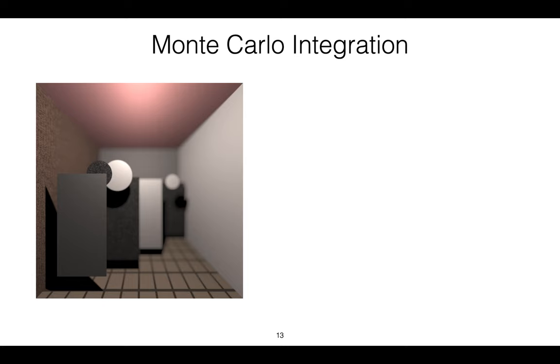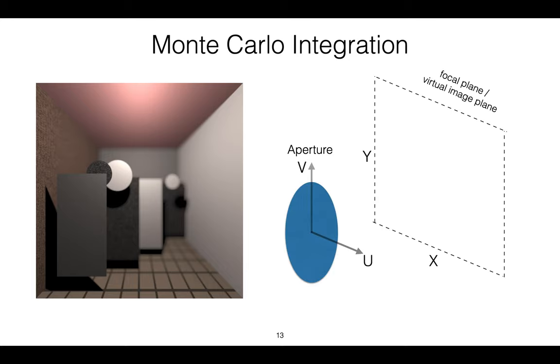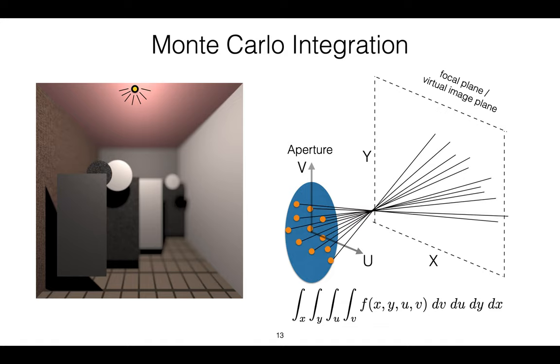Now, for our application here, we simplify the setup. We assume that we have a 2D lens and a 2D image plane. And we assume a point light source to illuminate this scene, which has a defocus blur, which is increasing as you go away from the screen. And here, the underlying integral is only four-dimensional, which depends on the XY image plane and the UV lens aperture. By sampling this scene, we can generate this image, which has the underlying 4D integrand.